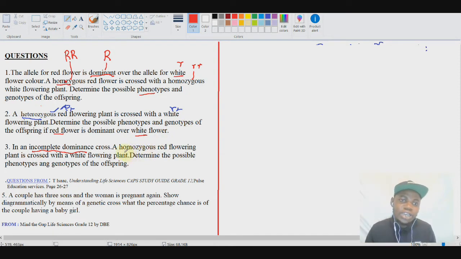Now they are saying a homozygous red flowering plant is crossed with a white flowering plant.